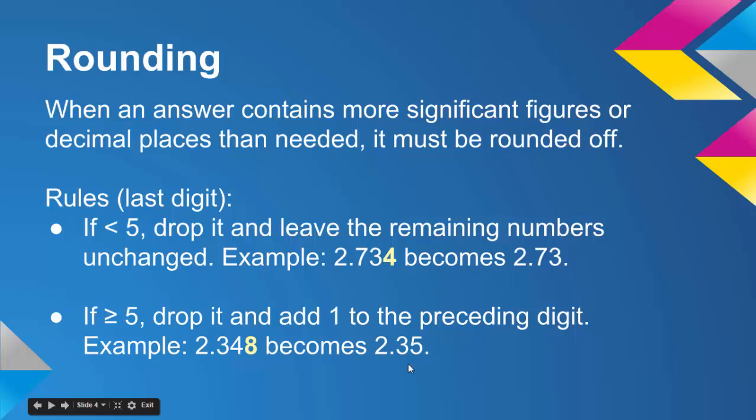Students may have heard this before as rounding up or rounding down. So we are going to be rounding up if it's greater than or equal to 5. Instead of 2.348, it rounds up to 2.35. Exactly. Okay. Yes, that seems to make sense.